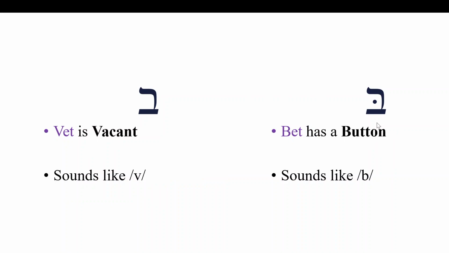Now we're going to look at our bet and our vet. If you notice, bet and vet are the same letter. The only difference is this dot here. In Hebrew, we call this dot the dagesh. And with the bet and the vet, that dot there tells us that the sound changes. So a bet has a button, and it makes a B sound. And the vet is vacant and makes a V sound.